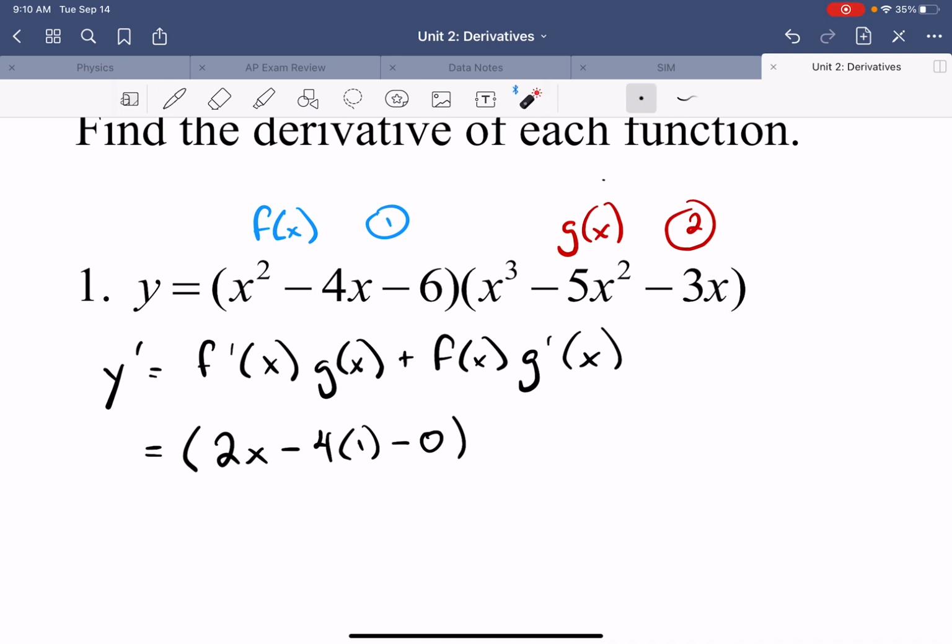So I've done this part. Now I have to rewrite g of x. So notice g of x is just g of x by itself. I don't have to take the derivative at this point. So I'm just going to draw parentheses and then copy and paste the g of x. x cubed minus 5x squared minus 3x.